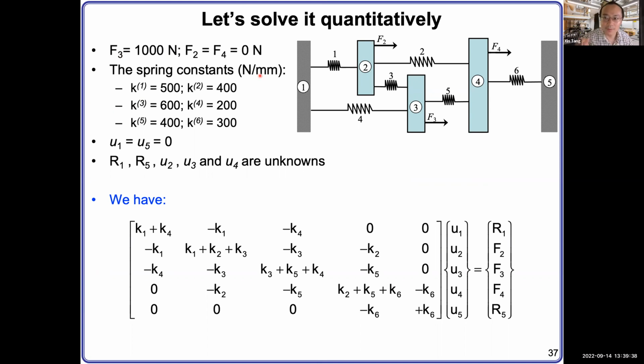You need to make them consistent. In the question, sometimes they give Newton per centimeter, some give Newton per meter. You need to make sure that they are all converted to a common unit. Then you can do the calculation between them. And then U1, U5 is 0. That we know. It's the wall displacement boundary condition. R1, R5 are unknown reaction forces. U2, U3, U4 are unknown. The displacements of those moving units we don't know.